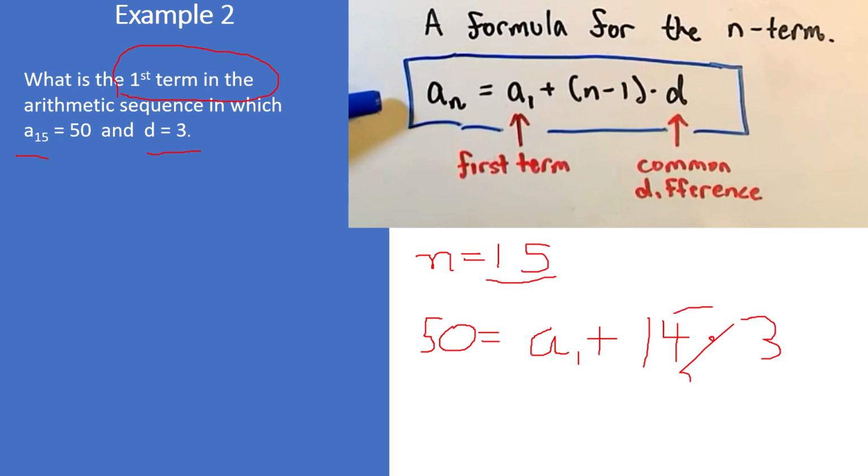All right, 14 times 3, let me get my calculator out. 14 times 3 is 42. So write this down here. We're going to subtract 42 from both sides. So we're left with 0 over here. We have 50 on the left. Subtract 42 from 50, and you'll have A sub 1.